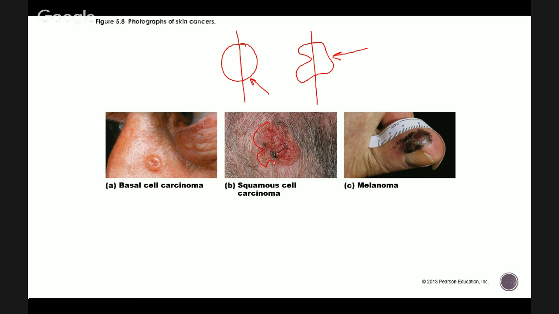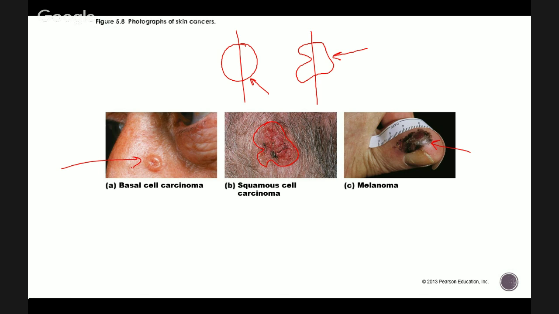We don't see a lot of symmetry. This is asymmetric. Okay, this one too. Can you see how this is asymmetric? Yeah. This one, pretty symmetric, right? Pretty circular. All right. So that first one, basal cell, might pass the asymmetry. Okay, next one is what?